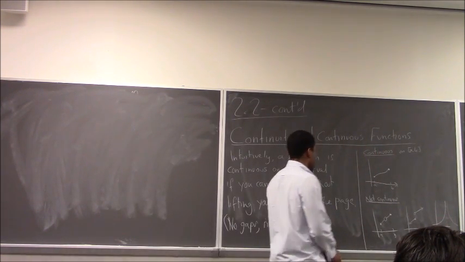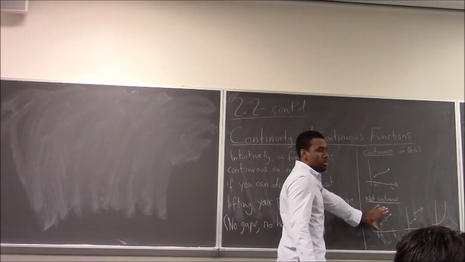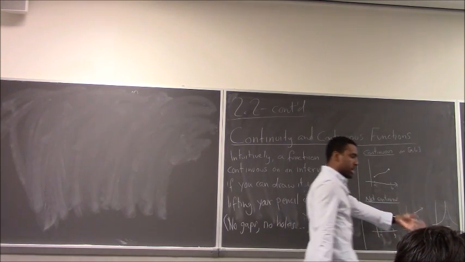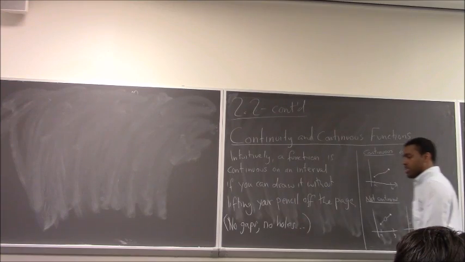And so basically, what we want is a way to identify when behaviors like this happen. When do you get a hole? When do you get a gap? When do you get a jump? And it turns out you can do that with limits.